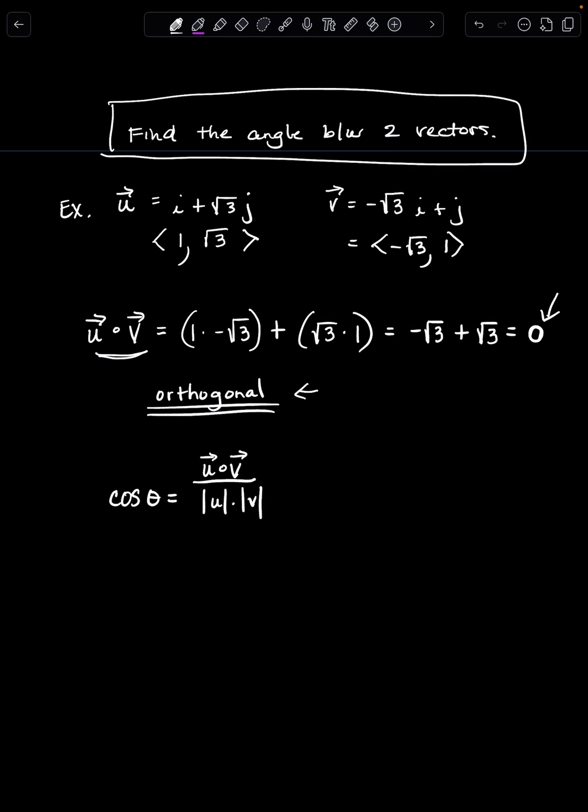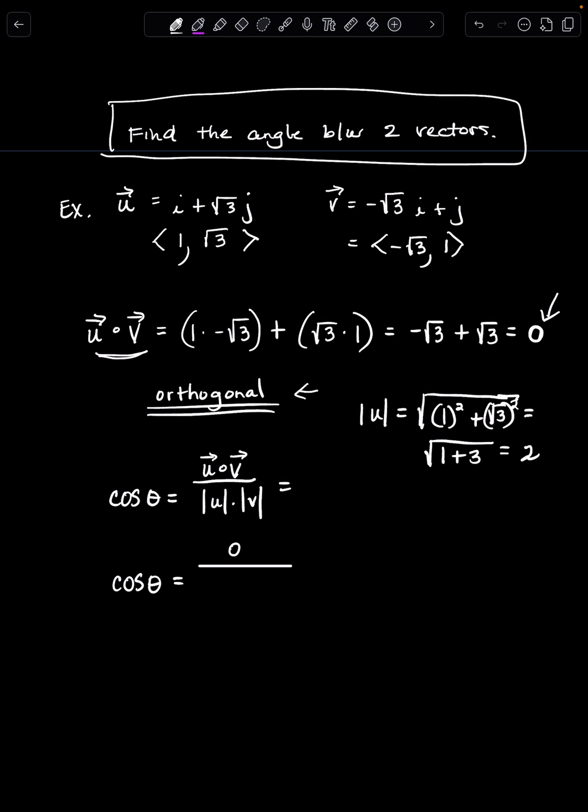All right, so in this case, I've got the cosine of theta equals 0, and at that point, I really wouldn't have to go any further. Let's go ahead and find the magnitude of u just for practice. Remember, to find the length, you're taking the square root of the horizontal component squared plus the vertical component squared. And so this is going to be the square root of 1 plus 3, or 2.